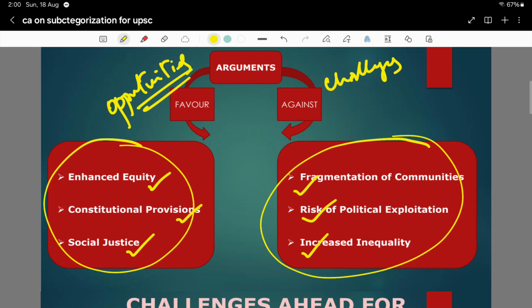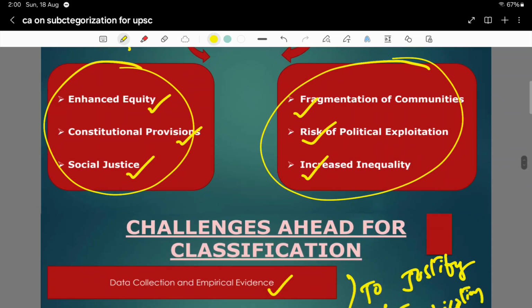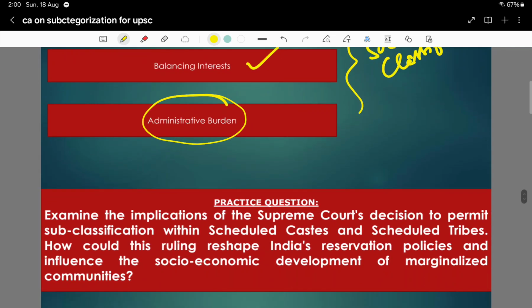So you, as aspirants, must be aware of all these evolving legal and social frameworks, as they are crucial for both GS Paper 1 and GS Paper 2 preparations. So this is all about the present current affair related to this topic.